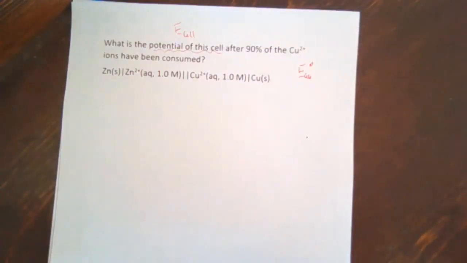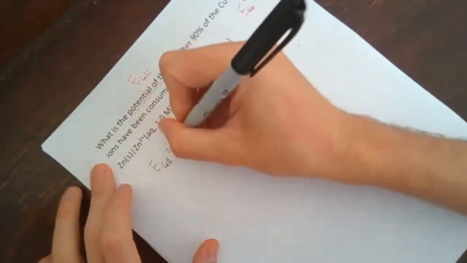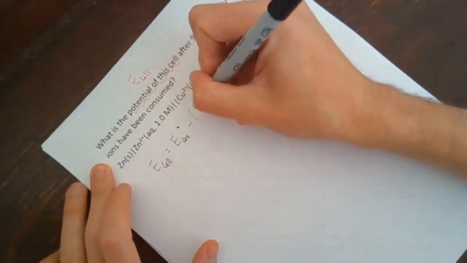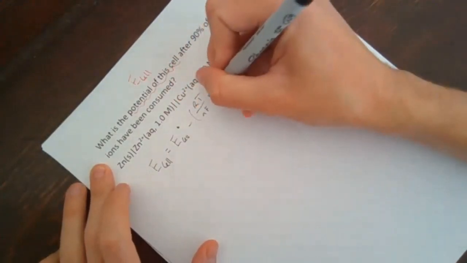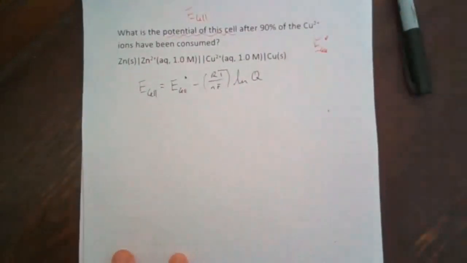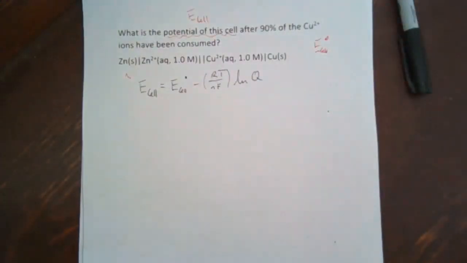And whenever we want that, we need to use the Nernst equation. Whenever we want a realistic cell, a cell that's already reacted some, that's always an indication that we need to use our Nernst equation. So E cell is equal to E cell naught minus RT over NF ln Q. We want E cell, so we want to think about whether we have all the other variables.